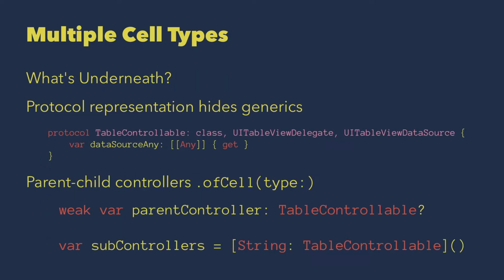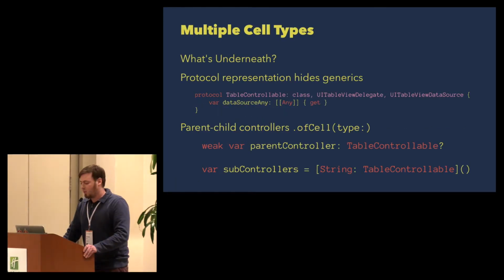And then what's it doing underneath? So underneath, we have to create a protocol that represents that generic table controller so that we don't have to worry about its associated generic types. And we do that with this protocol, TableControllable, which is a class protocol because our controller is always classes, and it requires conformance to UITableViewDelegate and DataSource, and has one other requirement, which is dataSourceAny. And that is so we can type erase the type for the controller and not have to worry about types again. And I'll go into detail in the next slide on that.